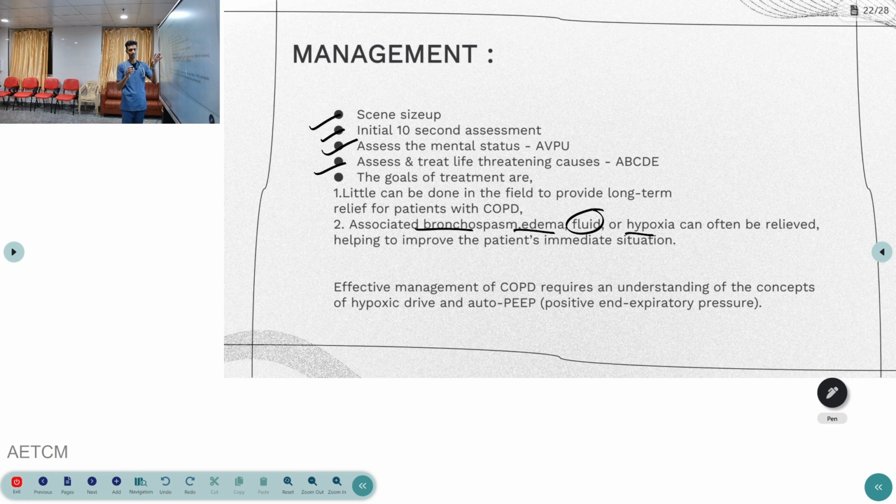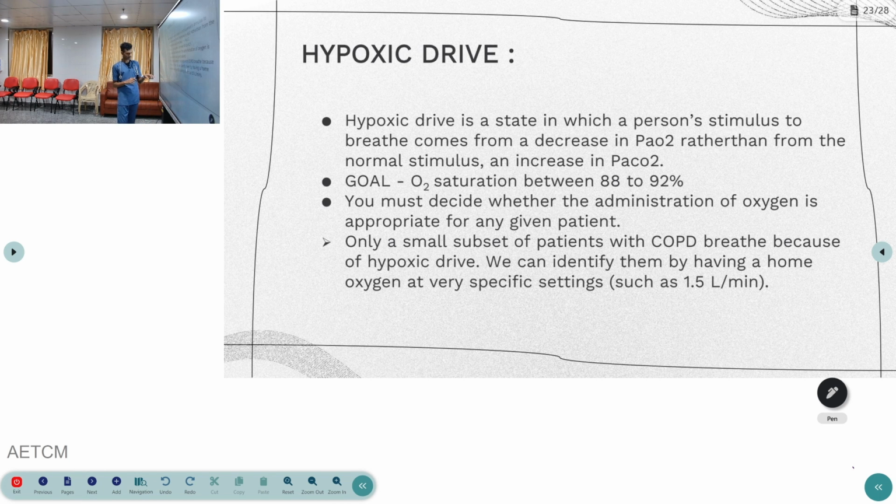The immediate situation in acute crisis condition, we can manage. While treating a COPD patient, either pre-hospital or in-hospital, two major entities we have to remember. First one is hypoxic drive, second one is auto-PEEP. So we'll see one by one. First is the hypoxic drive.